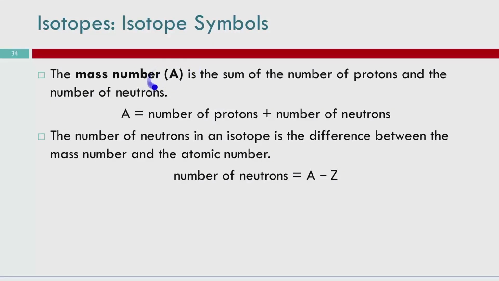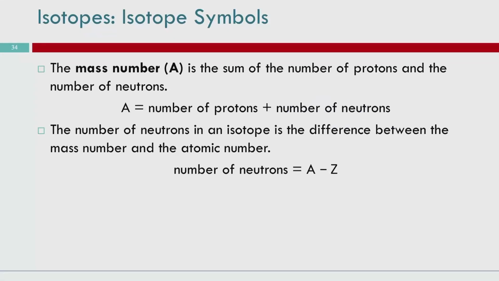So mass number A, we saw before, is the number of protons plus the number of neutrons. And we can calculate the number of neutrons: A minus Z, top number minus the bottom number, if we're using that particular isotope form.